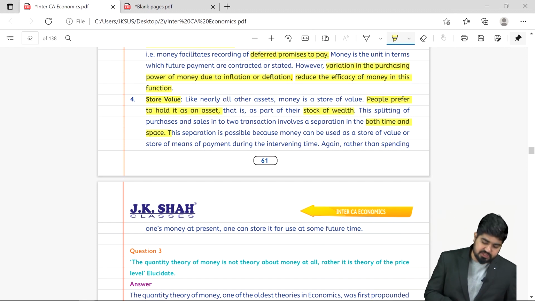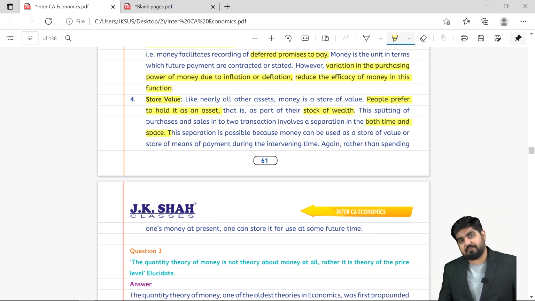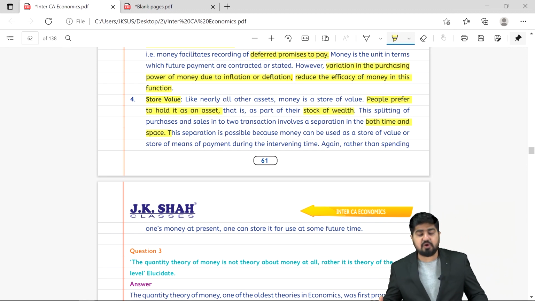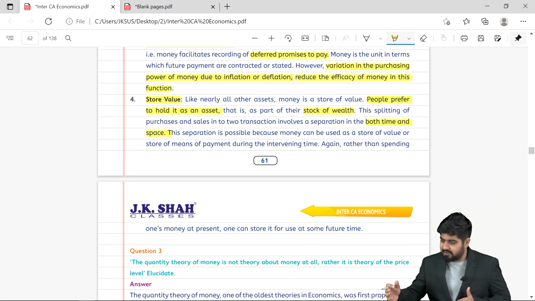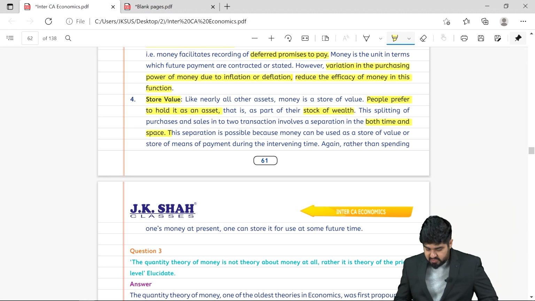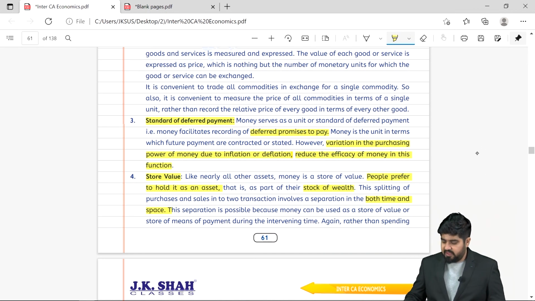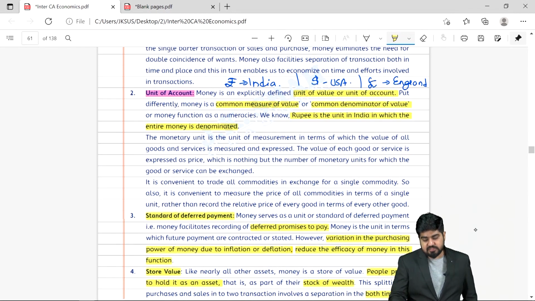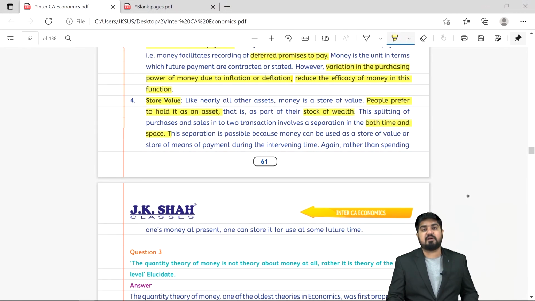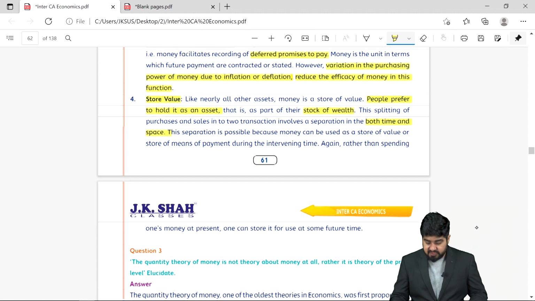That means you are in Chennai right now. If you want to take money and use it in Bangalore, you are free to do that. So time and space can be split up. This separation is possible only because money can be used as a store of value, or store of means of making the payment during the intervening time. Rather than spending one's money at present, one can store it for some future time. Anyway, these are the important points, students, that you need to remember in the functions. I hope you are very clear on this.